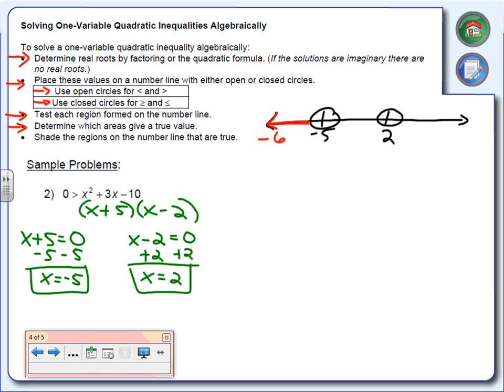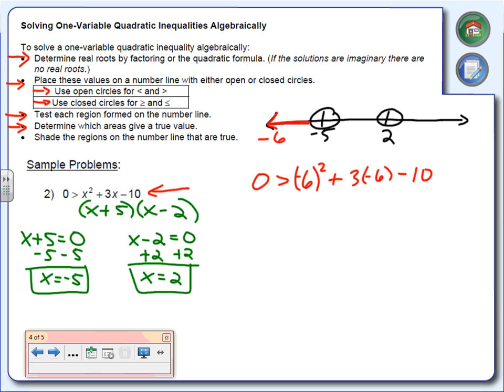What we're going to do is take that negative 6 and plug it into that inequality. So in other words, I'm going to do this here. 0 is greater than negative 6 squared plus 3 times negative 6 minus 10. So all I'm doing is replacing the x with a negative 6.